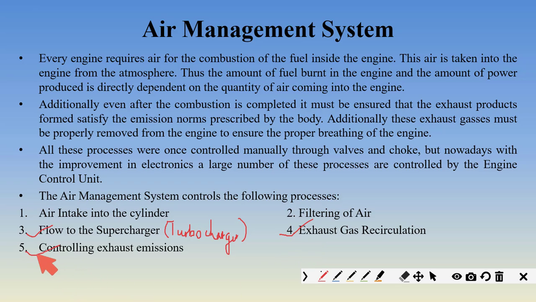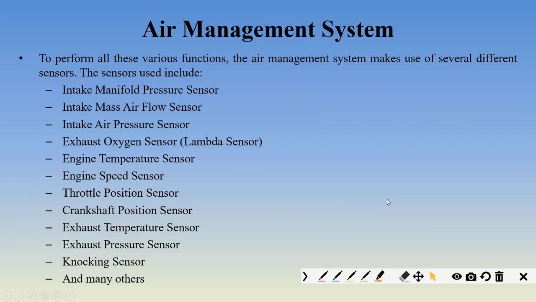And the main thing that ECU is generally used for is controlling the exhaust emissions. As I told you during the explanation of lambda sensor, it is necessary that the exhaust gases have sufficient amount of oxygen so that the catalytic converter can do its job, right? So how can we control the amount of oxygen in the exhaust gases? By using this exhaust emission system, right? So these are the different air management systems that we will be studying.